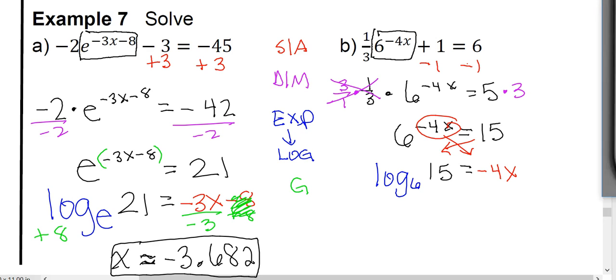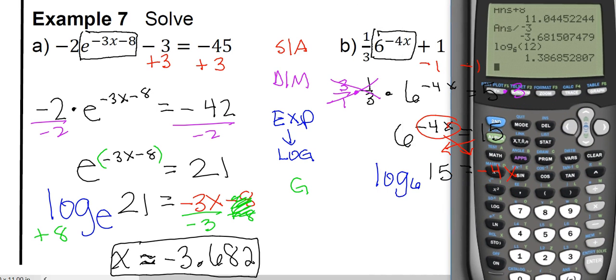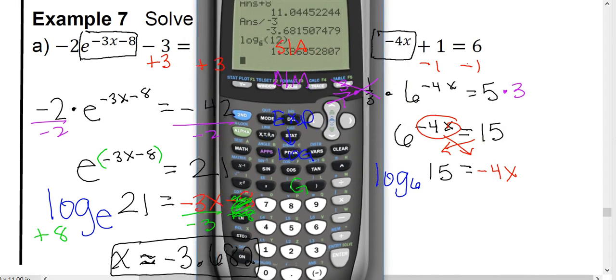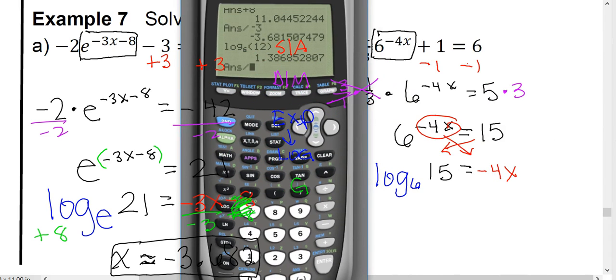Alpha window 5. And then we put 6 and 15. So we get that number. If you want to write that number there, you can, but I'm just going to leave it alone. And then we take that and divide it by negative 4. So from here, you just take this answer and divide it by negative 4.